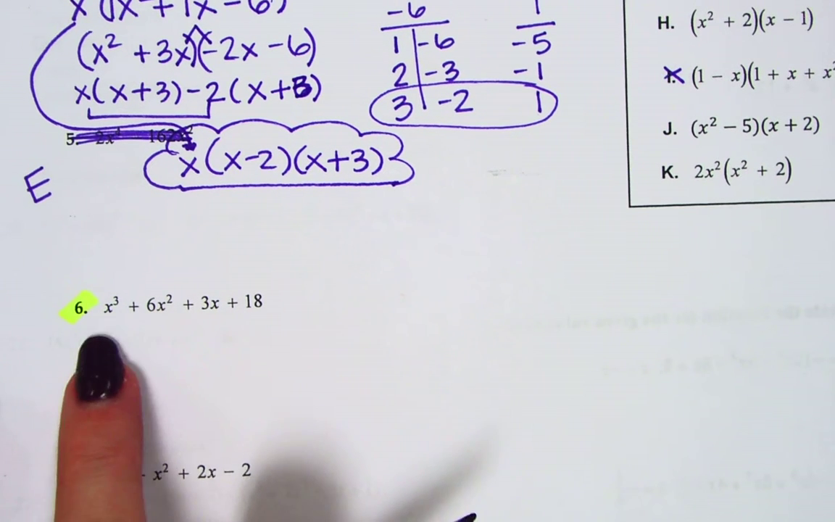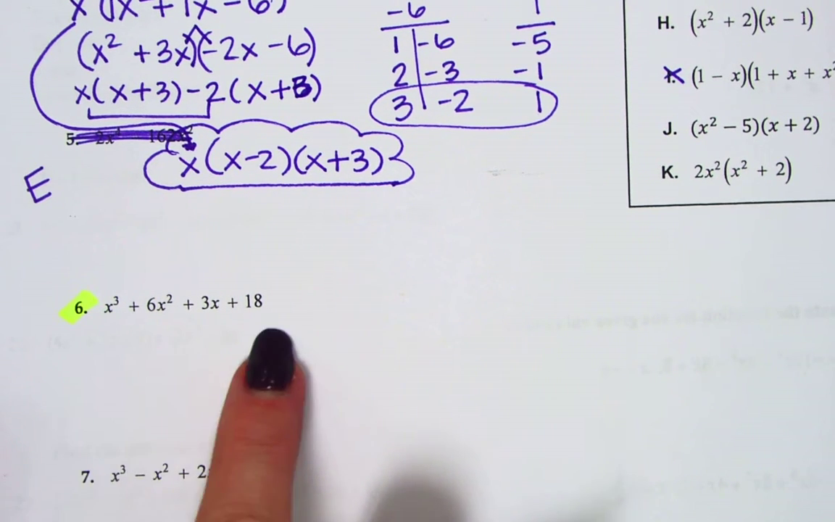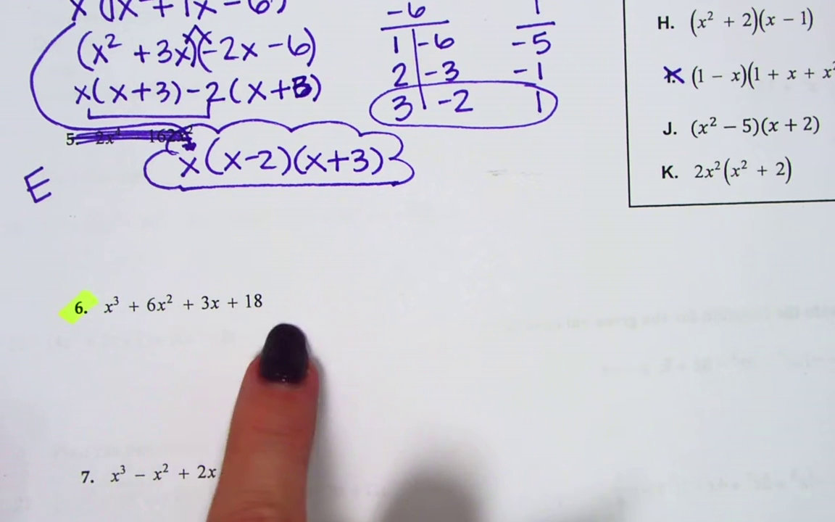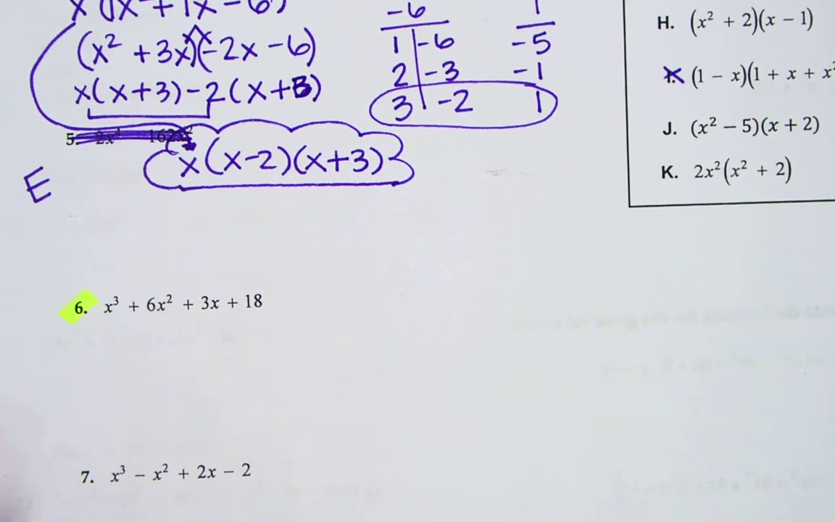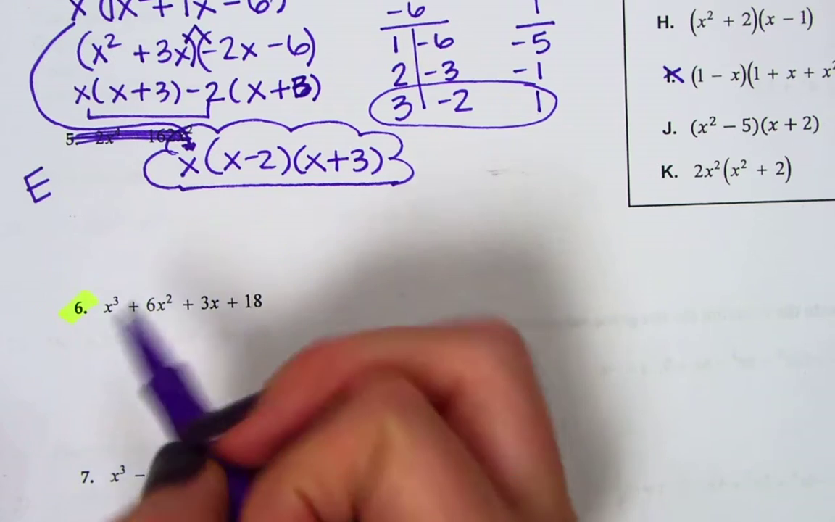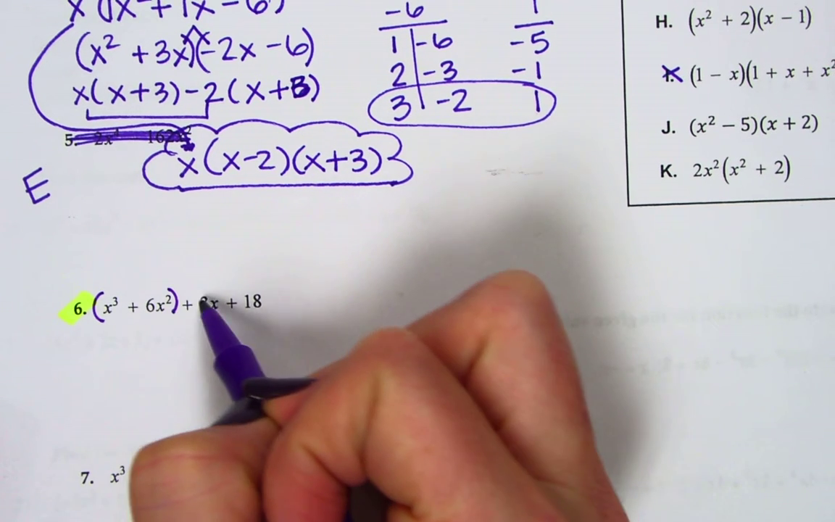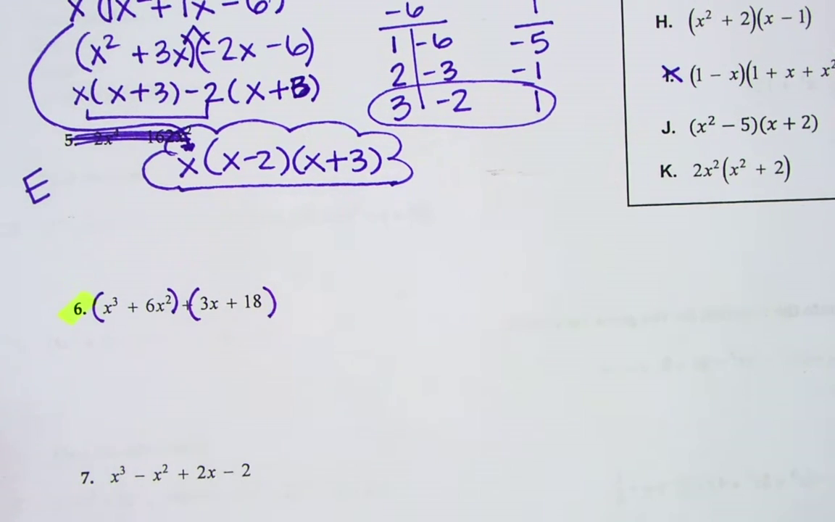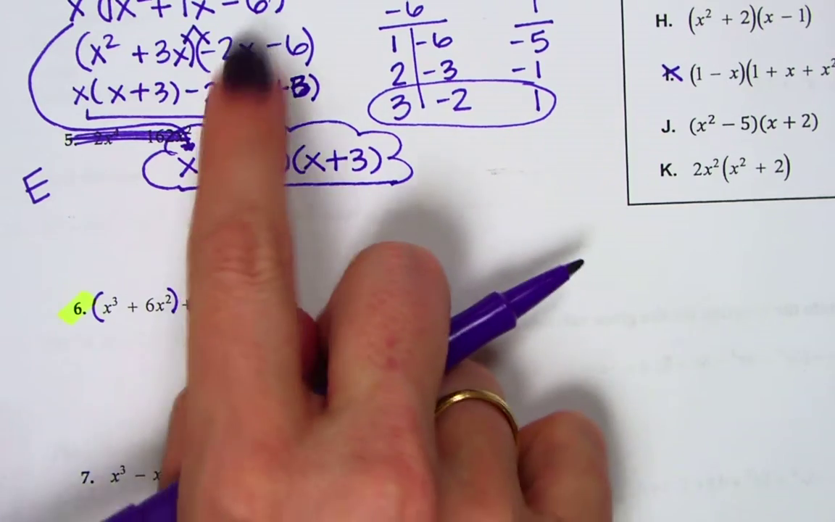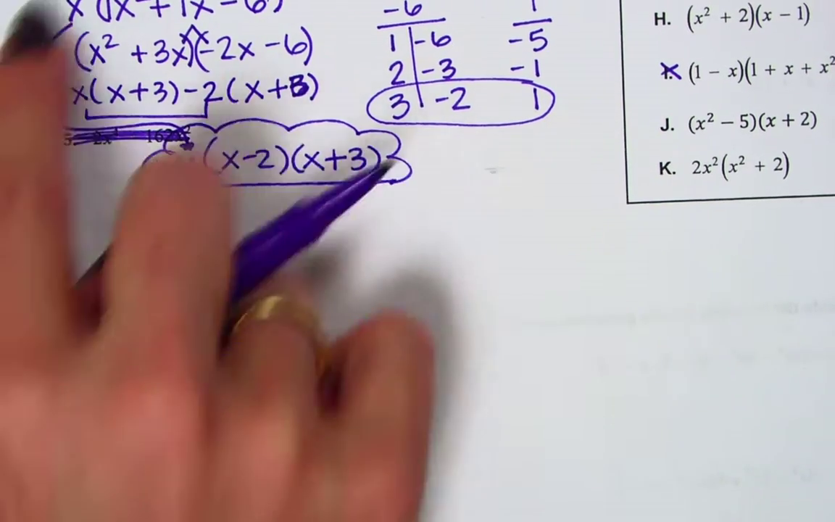On number 6, since we start with 4 terms, first we want to look and see, can we factor out a GCF from each of them? But since I can't factor out a GCF from each of them, we're going to factor by grouping, right? Which is our final step on problems like number 4.